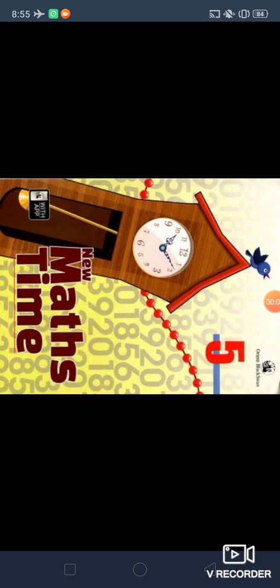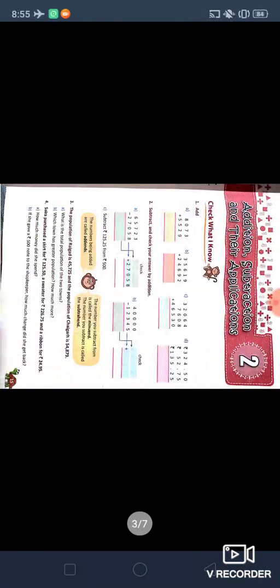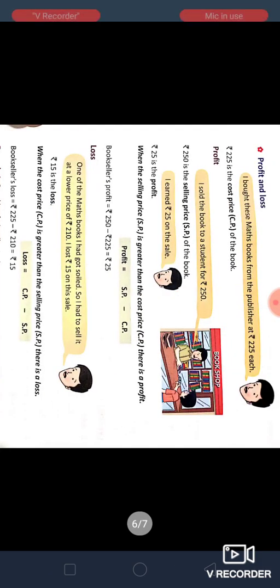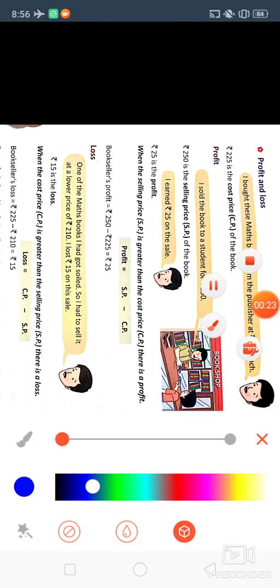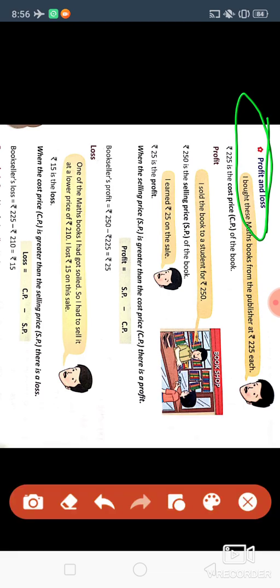So, this is your maths book, and we are going to study chapter 2, addition, subtraction, and their application. In this chapter, today we are going to study profit and loss. We'll see some concepts and formulas related to this and we'll try to solve the exercise.